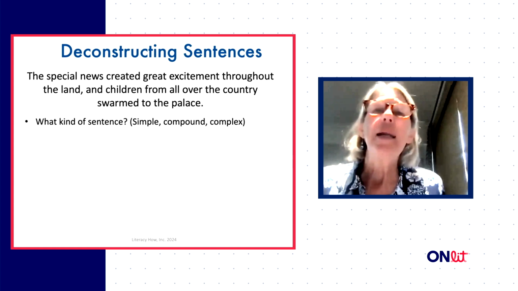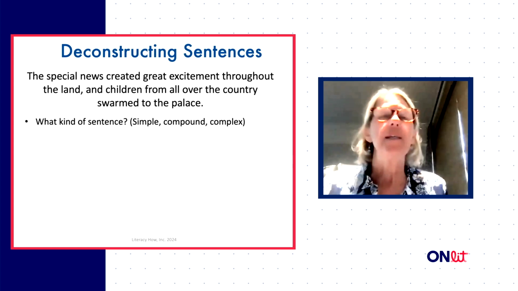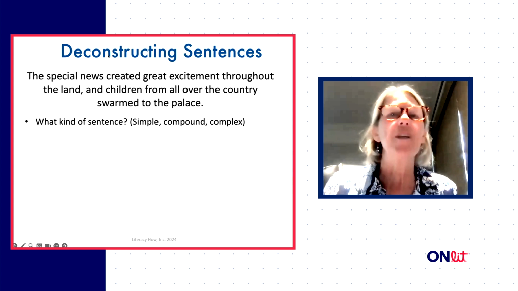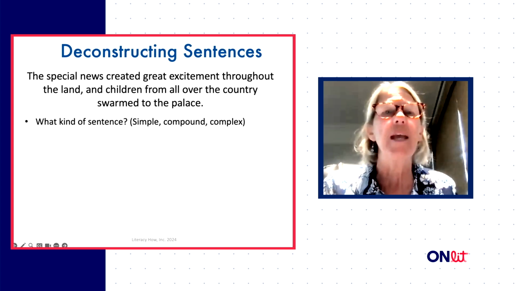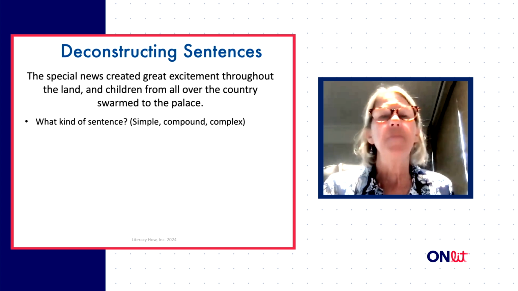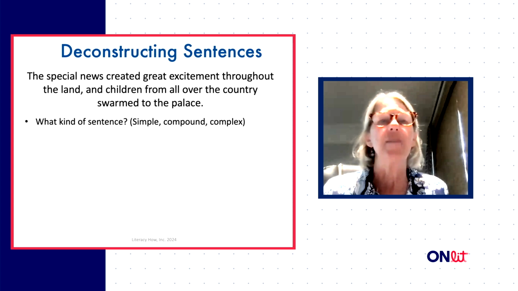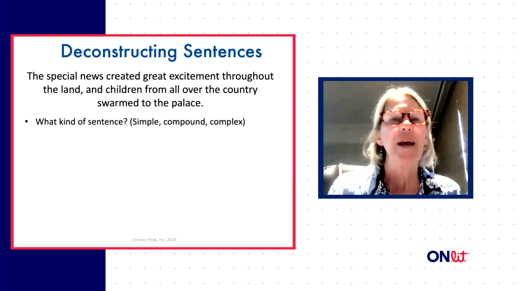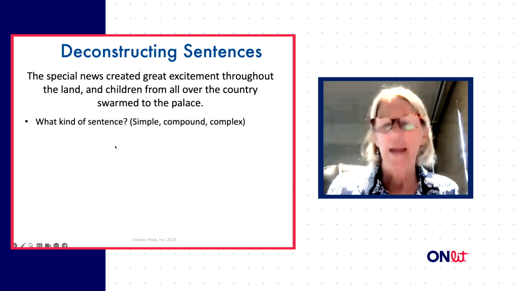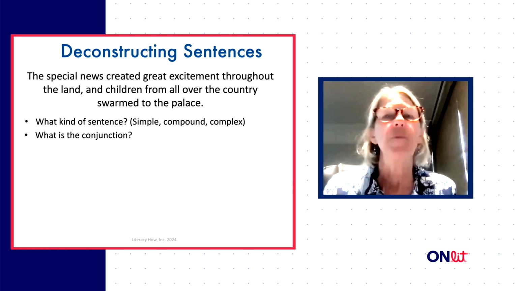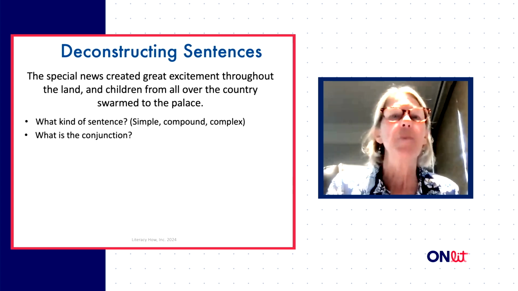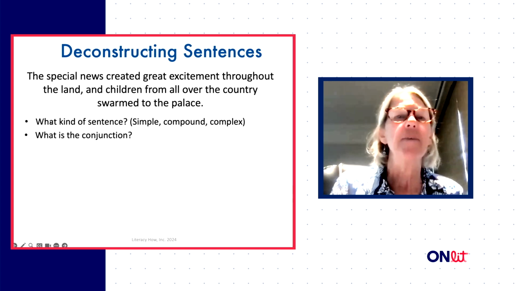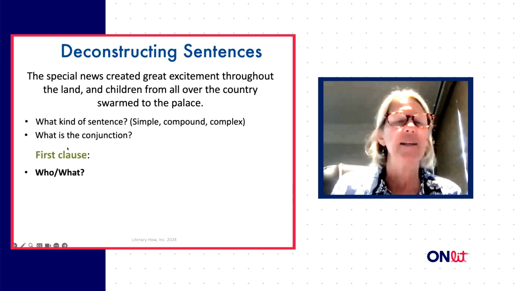One of the things that we might ask our students to do is to deconstruct a sentence. That's another technique that's very effective if you have a sentence that you think is going to be challenging. This is an excerpt from The Empty Pot. First, you're going to ask yourself, what kind of sentence is this? Is it a simple, compound, or complex sentence? And we know that it is a compound, because it has a coordinating conjunction, and the conjunction, as I said, is and.